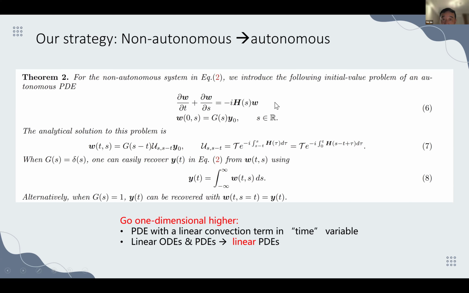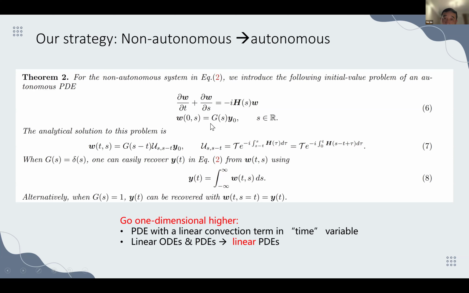It's one dimension higher, since we add one variable S. And this is autonomous because H now does not depend on T. So how do you get back to the original equation Y? Here the initial data is multiplied by a function of S, and you have many choices for it. For example, if you choose G of S to be a delta function of S, then Y is simply obtained by integrating out S from W, and you get the solution to the original dynamical system. If you choose G of S to be 1, then Y is simply W by choosing S equals T.